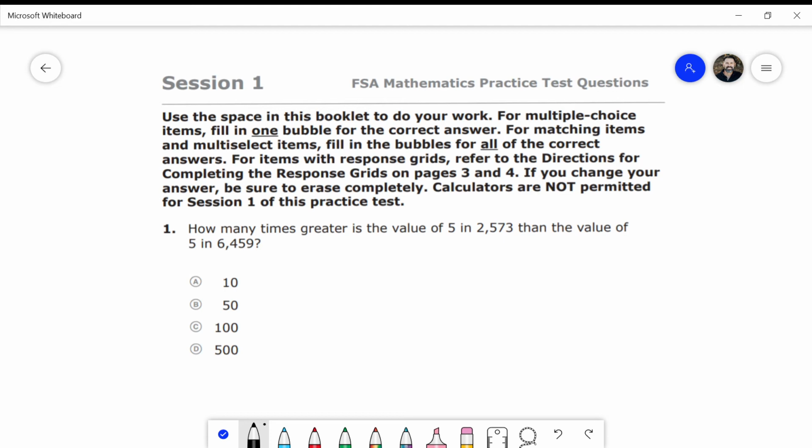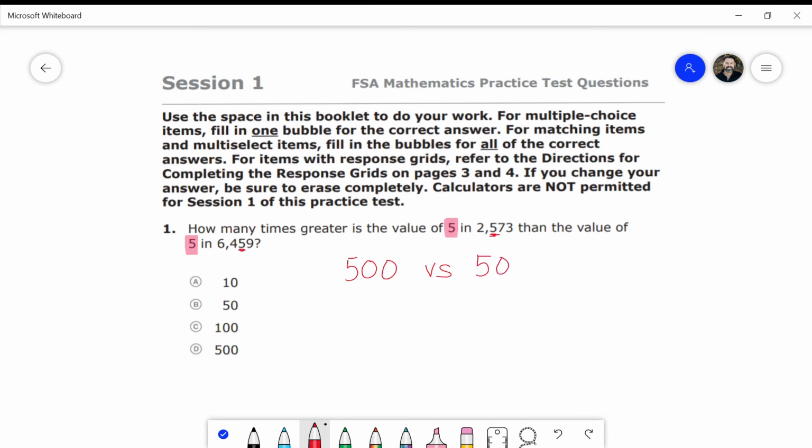All right, so let's look at number one. How many times greater is the value of 5 in 2,573 than the value of 5 in 6,459? So we are comparing the value of the digit 5 in the 4-digit numbers that we have here. So we got the 5 in the hundreds right there, and the 5 is in the tens. So both digits are the same, but they have different values because of the place value they're in, right? So this 5 right here is in the hundreds. So 500 versus this 5 is in the tens, so that's 50.